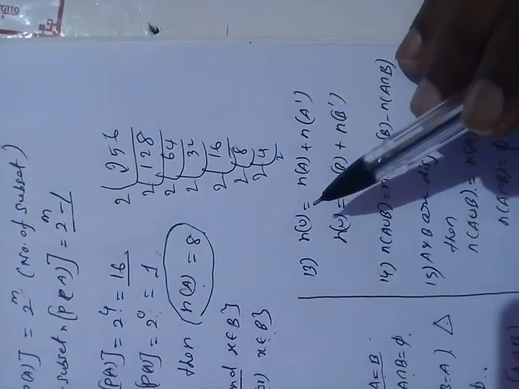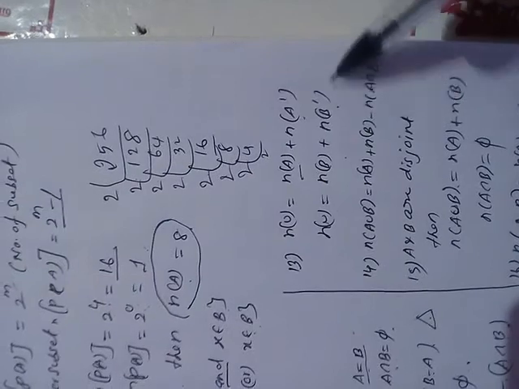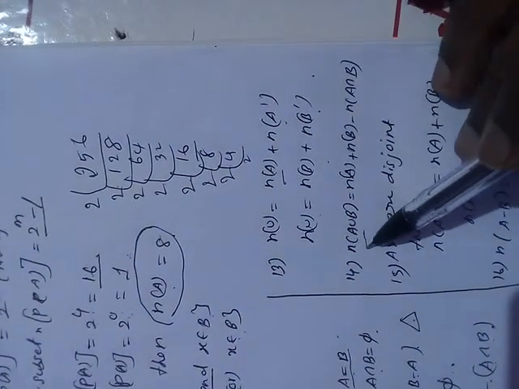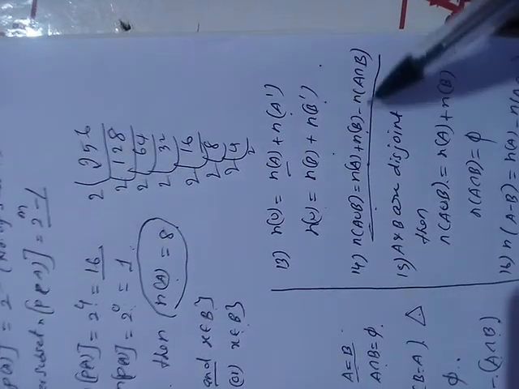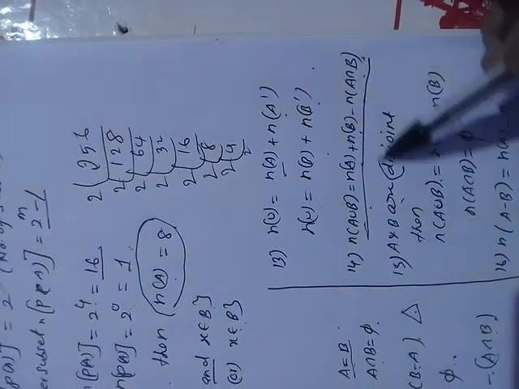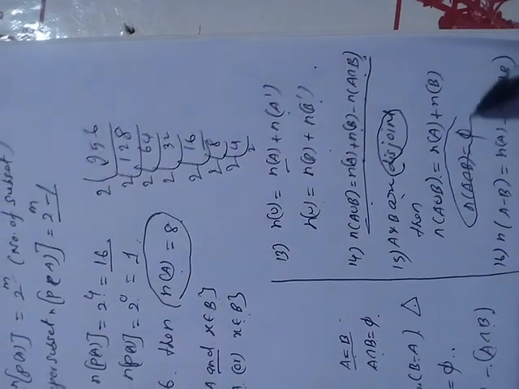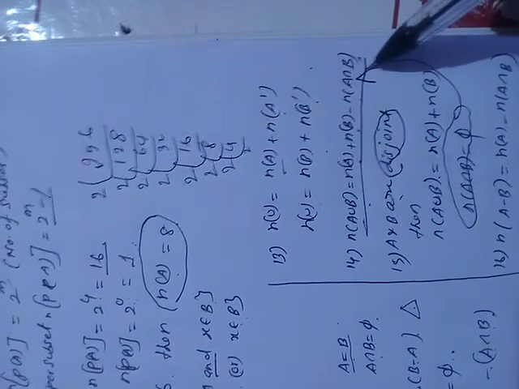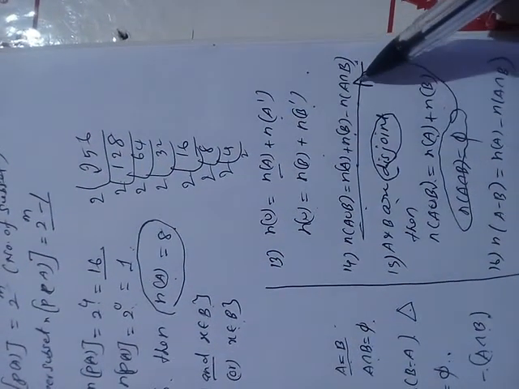The 13th one: find n of U, then n of U is equal to n of A dash, n of U is equal to n of B dash. The formula for two sets: n of A union B is equal to n of A plus n of B minus n of A intersection B. In case A and B are disjoint, the intersection is empty, so n of A union B is equal to only n of A plus n of B, and the empty part is omitted.